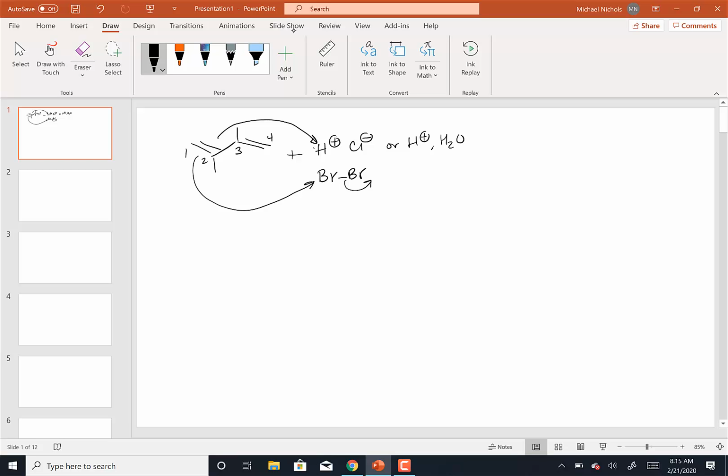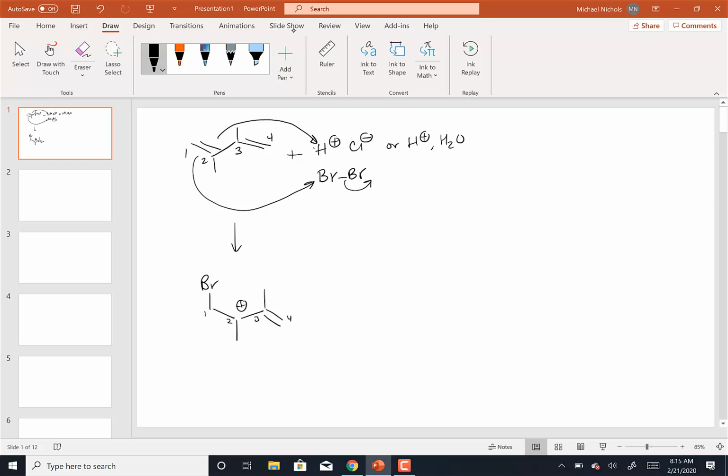Okay, so any preference in terms of which one you want to carry through here? H plus, Cl minus, H plus H2O, Br2. Okay, so if we do the Br2, then I'm going to add a Br to carbon 1. That will put a positive charge on carbon 2. You can erase that Br and put an H if you'd like. But again, that's carbon 1, 2, 3, and 4.